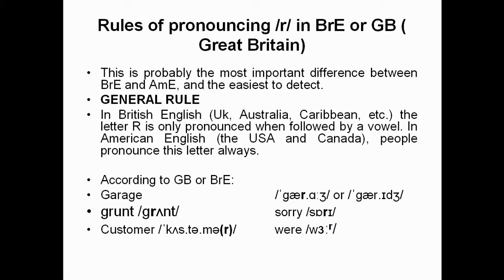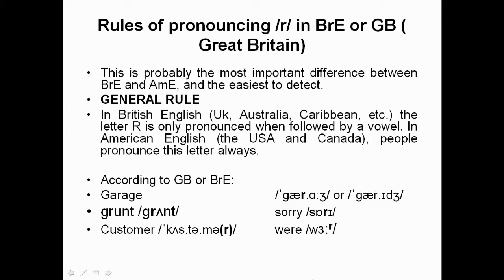Fine. What does this mean? It means that if we are just talking about one word, customer or were, then R will not be pronounced in the final position. So according to British English it will be customer, it will be were, without the R. This bracket shows that this R will be pronounced if the word is followed by a word that also begins with a vowel sound. We will see these examples ahead.